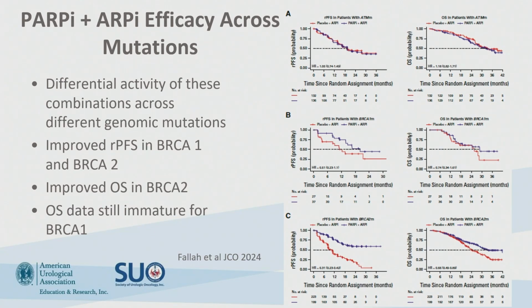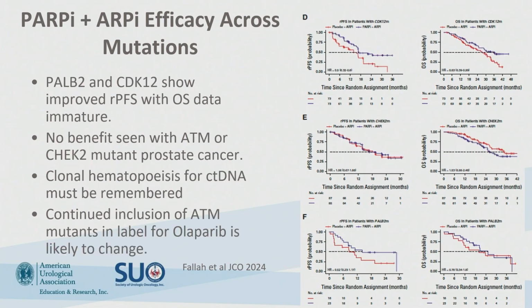All right, so thinking also about sequencing. How do we choose between PARP and something else? The mutations might be helpful in this decision-making process. There was an interesting paper that came out, sort of a meta-analysis by the FDA that looked at these differential activities of combinations of PARP inhibitors and AR pathway inhibitors across the different mutations. We can see that the combination seemed to have an improved radiographic progression-free survival that was clear in patients with BRCA1 and BRCA2, an improved overall survival very clearly demonstrated for BRCA2 mutations, still immature data for BRCA1, but when we think about the other alterations, we also have some information.